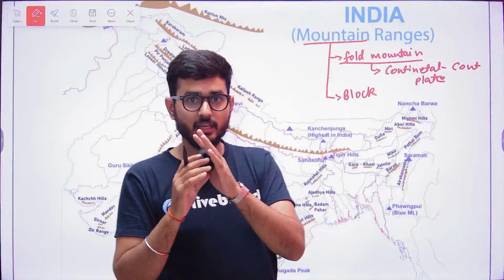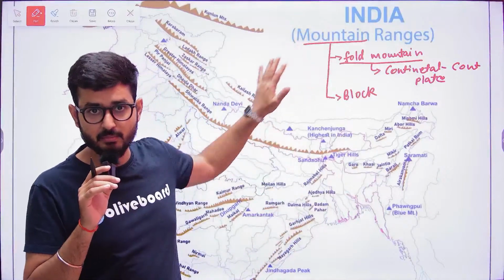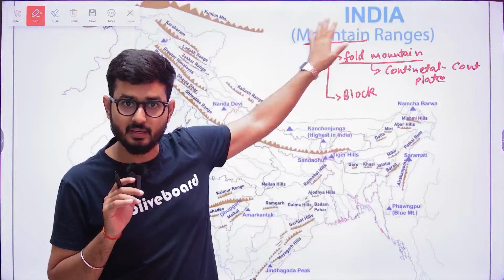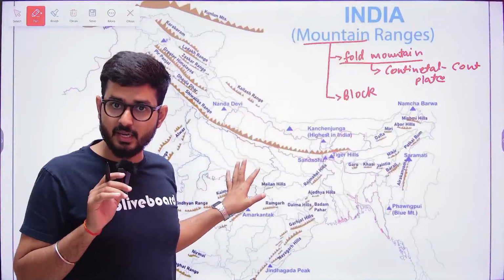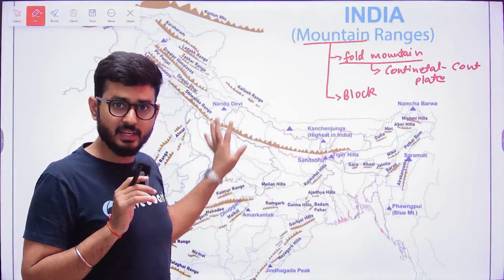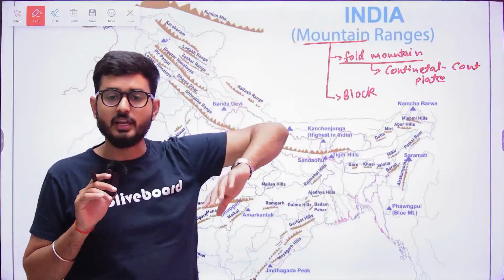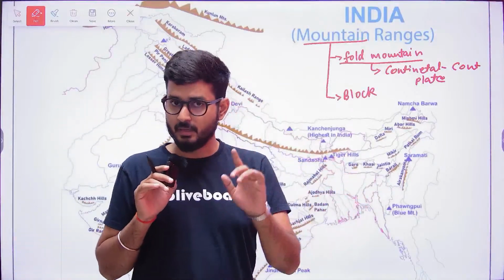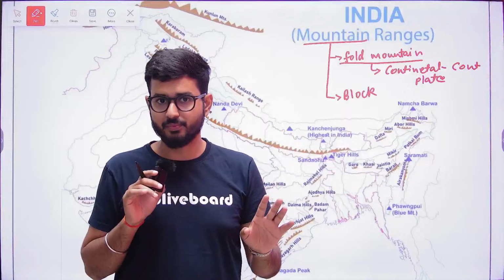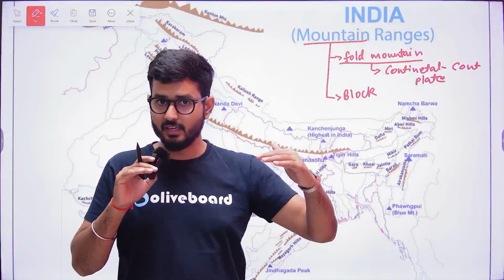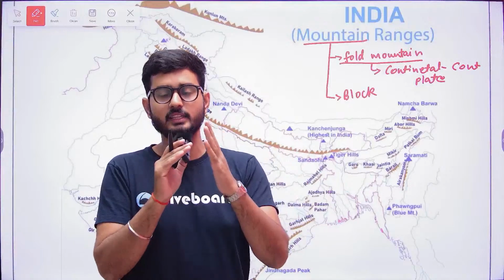Similarly, the Himalayas were created by the convergence of the Indian plate with the Eurasian plate. The Eurasian plate was above, the Indian plate was this. When the Indian plate collided with the Eurasian, there was the creation of the Himalayas. The Himalayas are yet rising, because these plates, Indian and Eurasian, are yet colliding and moving up.